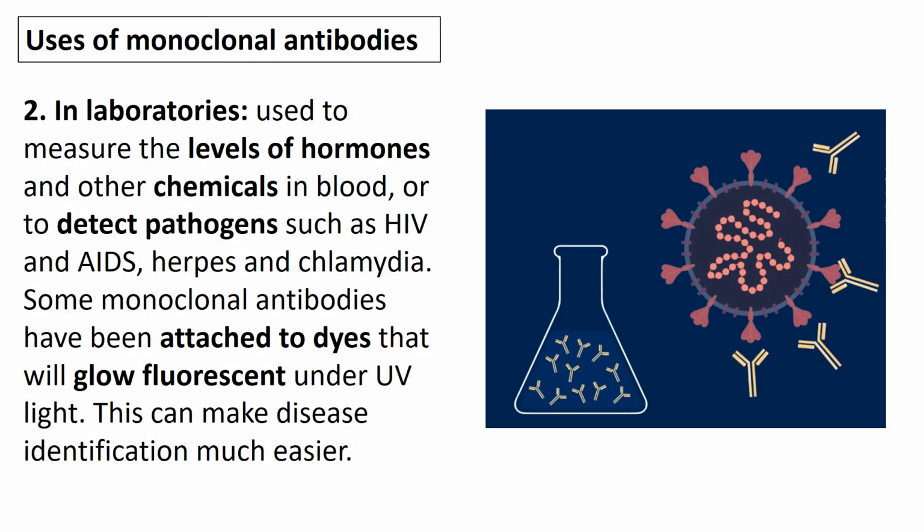Another use is in laboratories. So you can use monoclonal antibodies to measure levels of chemicals, which are in really small amounts, in samples of blood or things like that, or to detect pathogens like HIV and AIDS, as well as herpes and chlamydia, which have specific antigens. So these monoclonal antibodies can be made to the antigen of those specific pathogens. The easiest way to see the attachment of any monoclonal antibodies is to actually attach them to a dye. So these dyes, they might glow fluorescent under UV light, and then you can just put the cell sample under UV light, and if there's glowing there, then there's a monoclonal antibody attached, and you will have that chemical present that you're looking for.